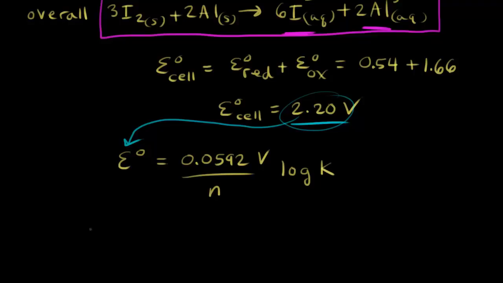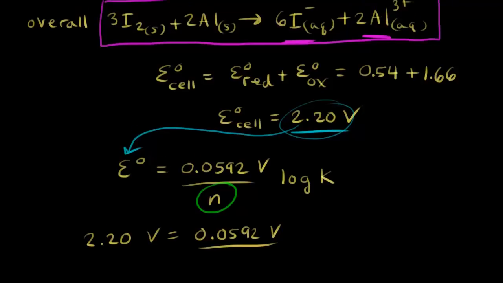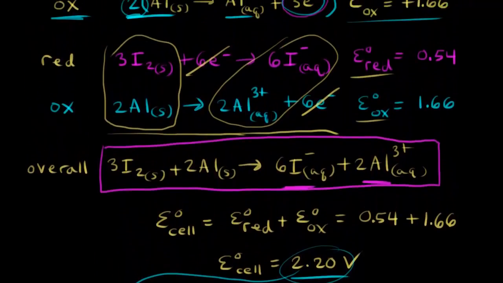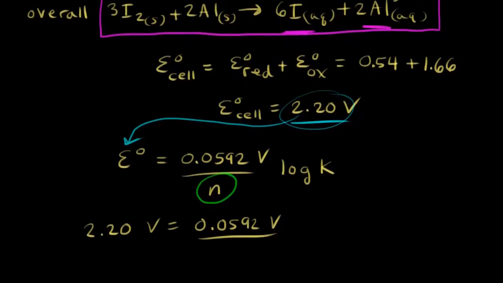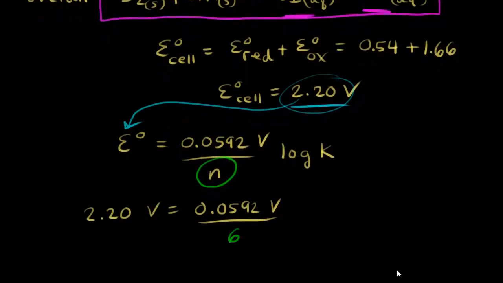Now we have 2.20 volts equal to 0.0592 volts over N. Remember what N is. N is the number of moles of electrons transferred in our redox reaction. So we go back up here and look at our half reactions and how many moles of electrons were transferred. Well, 6 electrons were lost, and then 6 electrons were gained. So N is equal to 6. We plug N equal to 6 into our equation, and now we have the log of the equilibrium constant K.